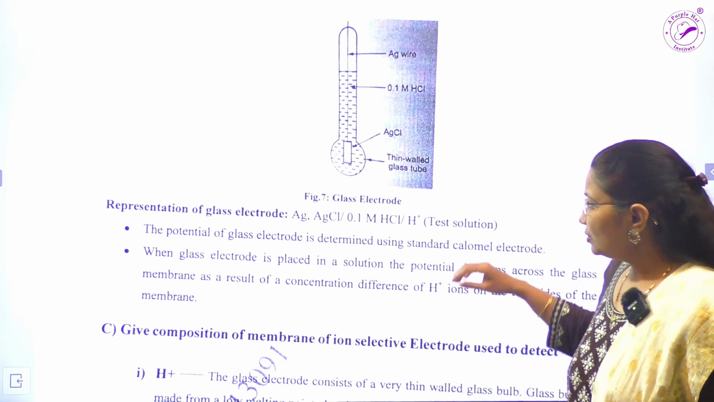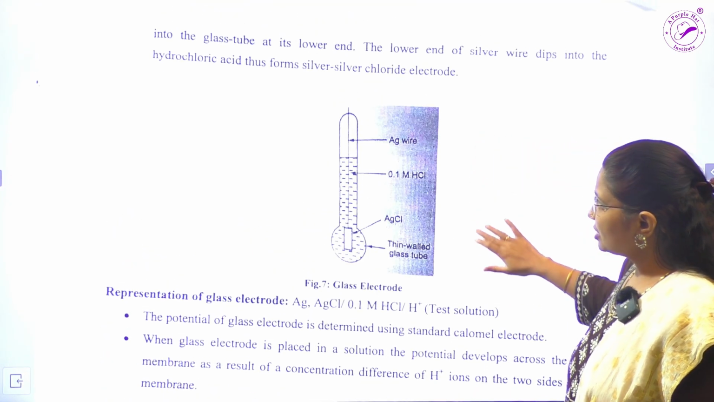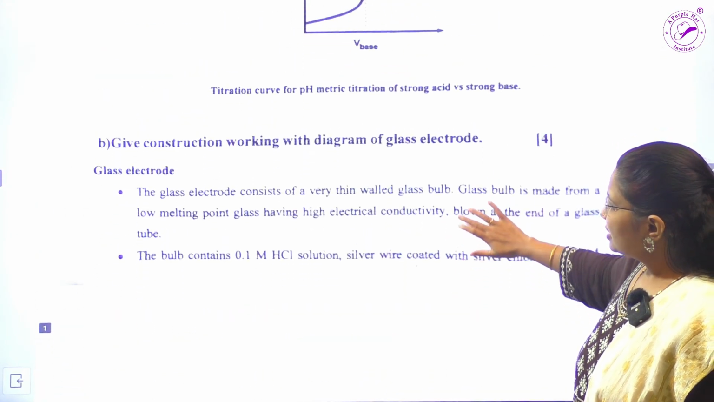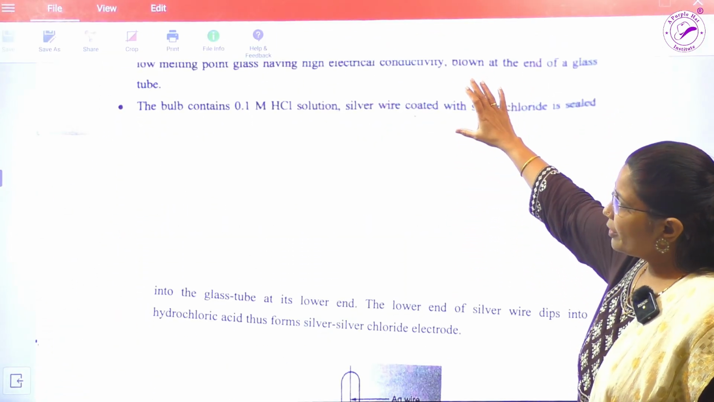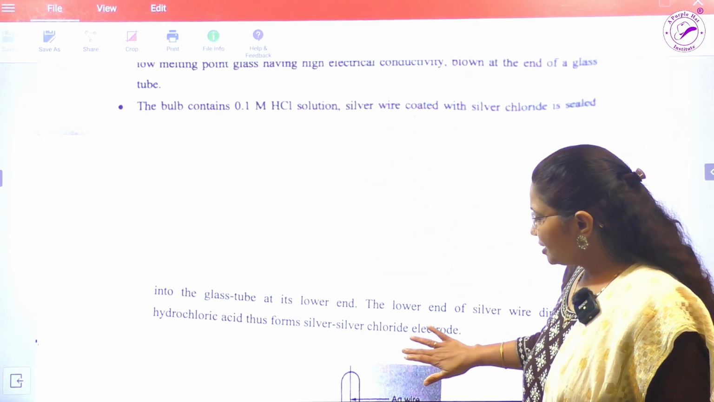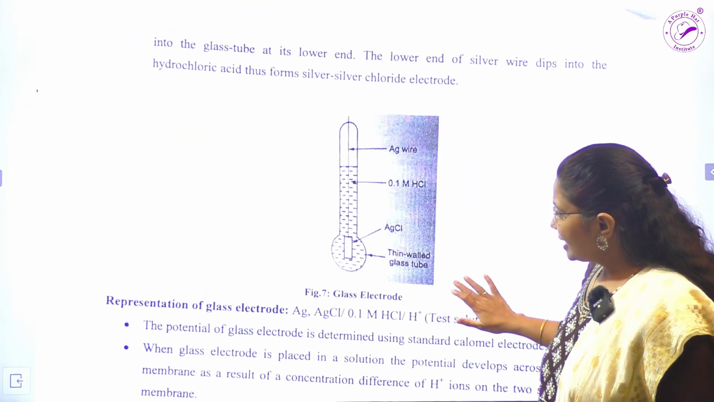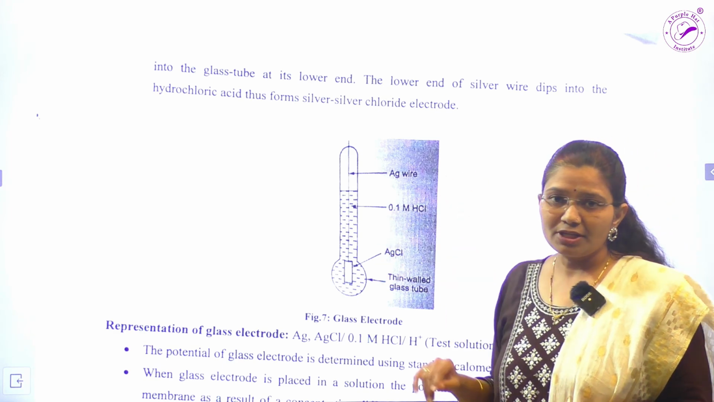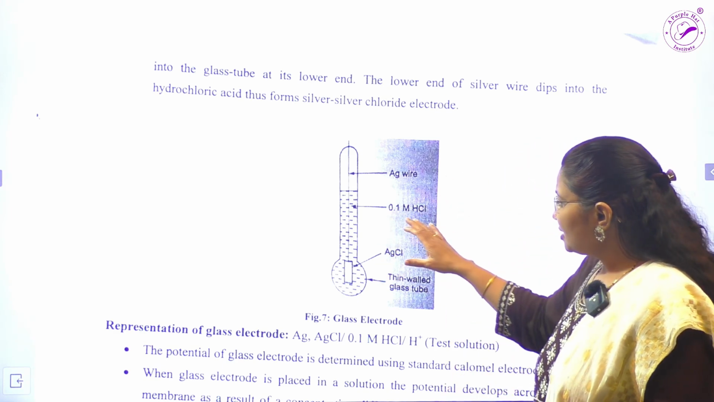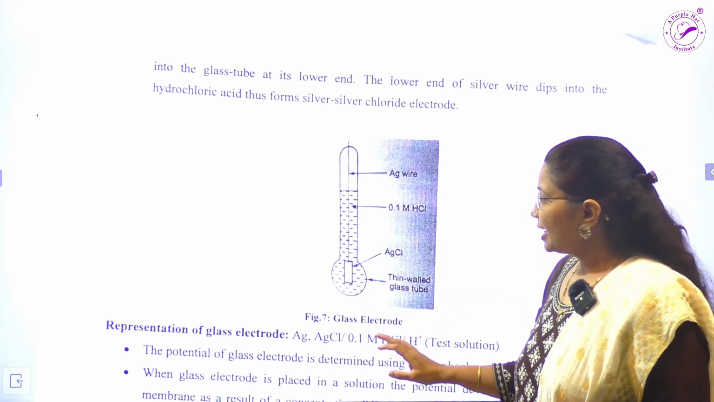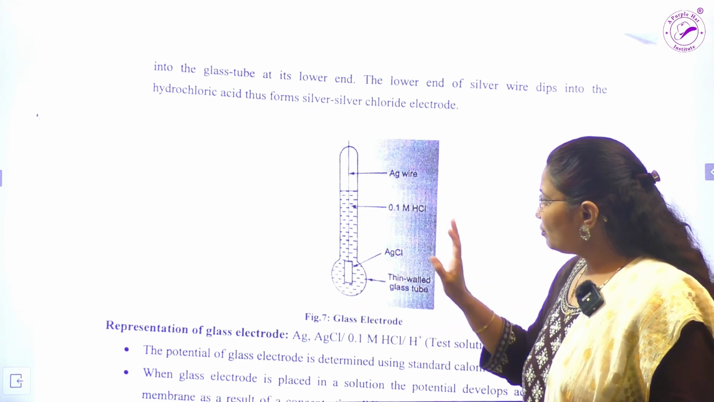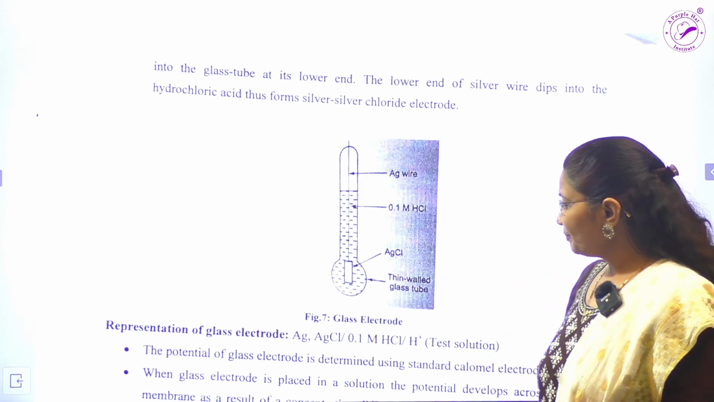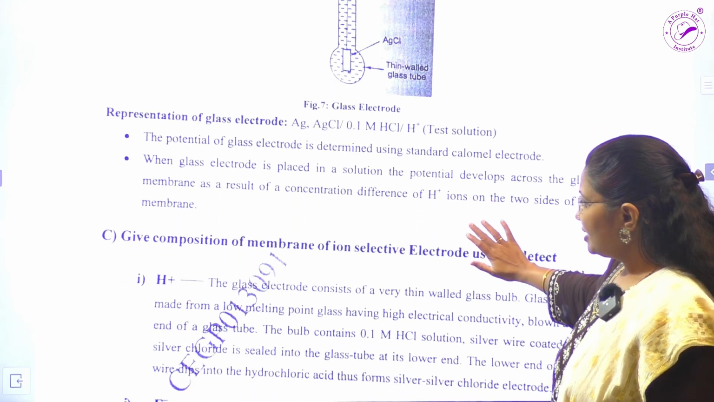So this is how you can write the answer to this question. Here you can see this is the construction point. In this construction you can write that this is the glass tube which is filled with 0.1 molar HCl solution, and this is a thin wall glass membrane in which a silver wire, coated with silver chloride, is dipped into the 0.1 molar HCl solution. So this is how you can write the answer.